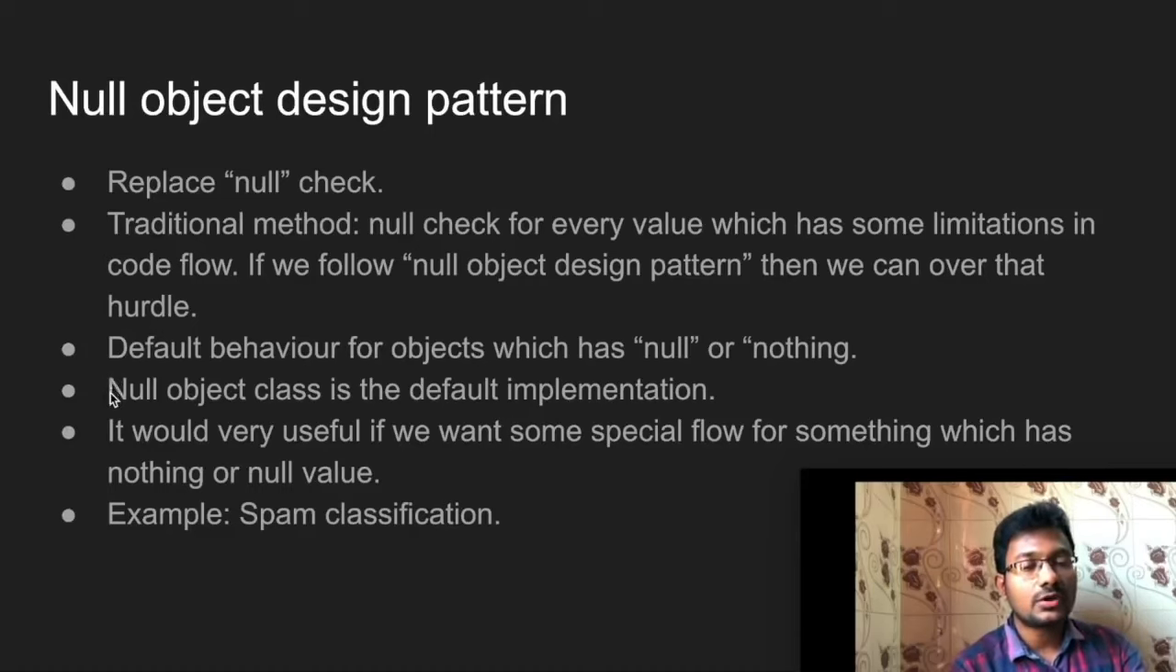The next point is that the null object class is a default implementation. Whenever your program requires some default implementation for nothing or null values, you could use the null object design pattern. The last point is that it is very useful if you want a special flow for something which has nothing, a null value. We can explain that point using a real life example.